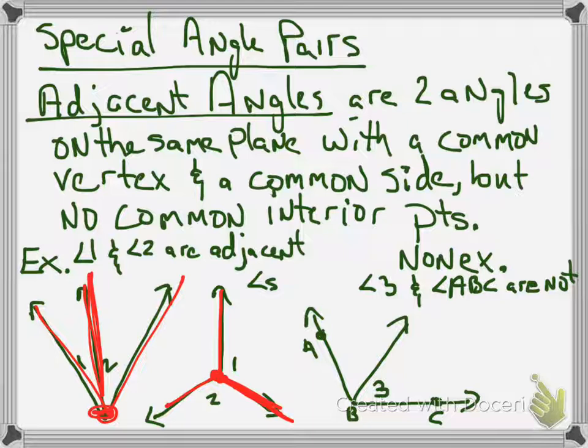Now on this one, I'm saying angle ABC is not adjacent to angle 3 because the side they share is not in the middle, let's say, or in between. But that should be pretty obvious.